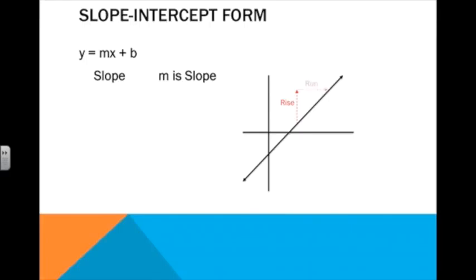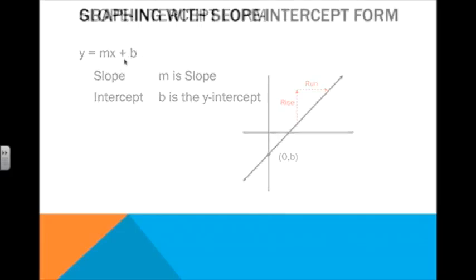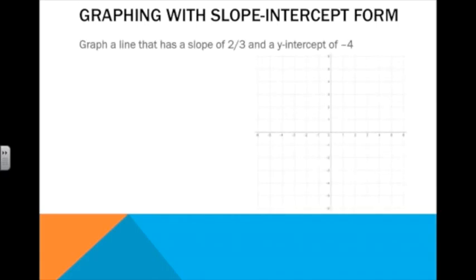M is the slope, which tells us the rate of change of the line. Notice that this is always the coefficient of x, as we can see right here. B is the y-intercept, the value on the y-axis where the line crosses it. Notice that this is always the constant term in the equation. So how do we use the slope and the y-intercept to graph a line?